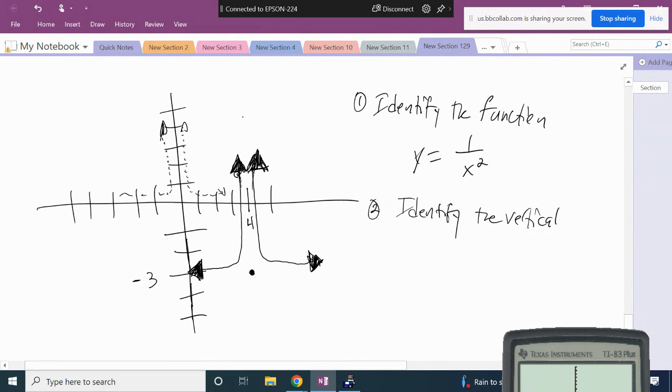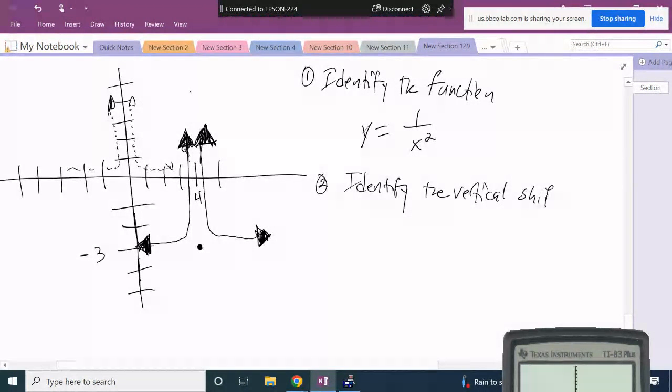the vertical shift. All right, where that reciprocal function, it was shifted down 3 units. So down 3 units. So if we shift it down 3 units, right, it would appear to look something like this.